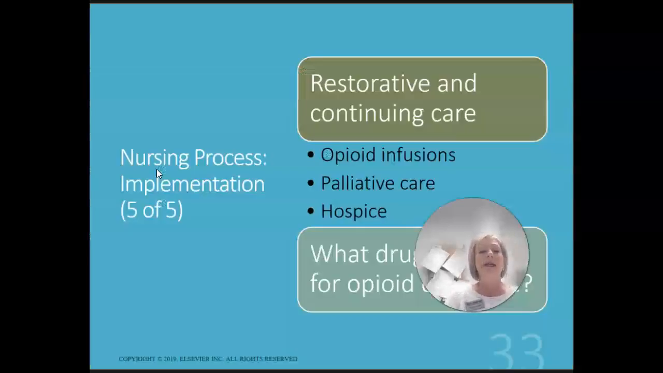So then we're going to get to restorative care. Restorative care just means getting the patient to the best functioning that we can get them to. It may not be what they want, but it's the best we can get them to with where they're at in their life. So we might have to do those opioid infusions.